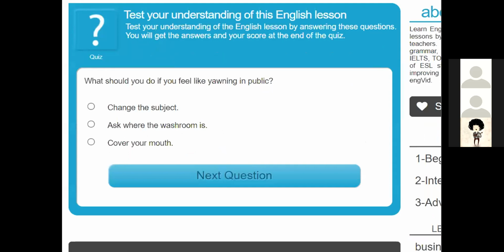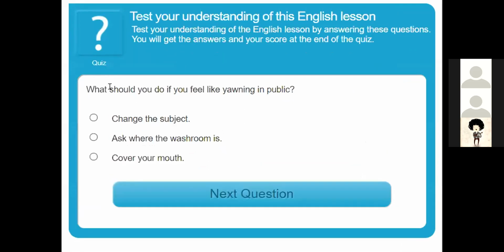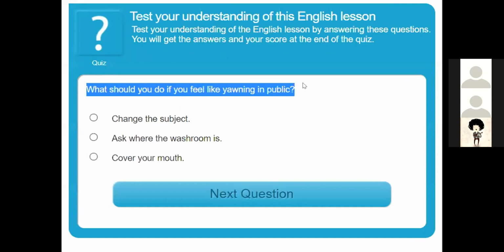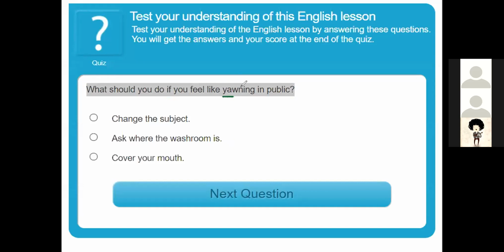Yes, teacher. No, just the question. What should you do if you feel like yawning in public? Okay, we said yawning in public. Do you know the meaning of yawning or yawn? Like maybe when you feel tired or maybe you're hungry, you can yawn. Yeah, that's it. Bostezar. So what should you do if you feel like yawning in public?